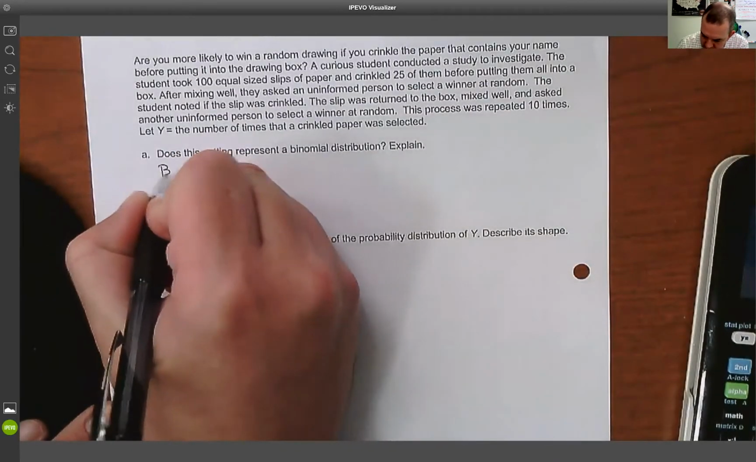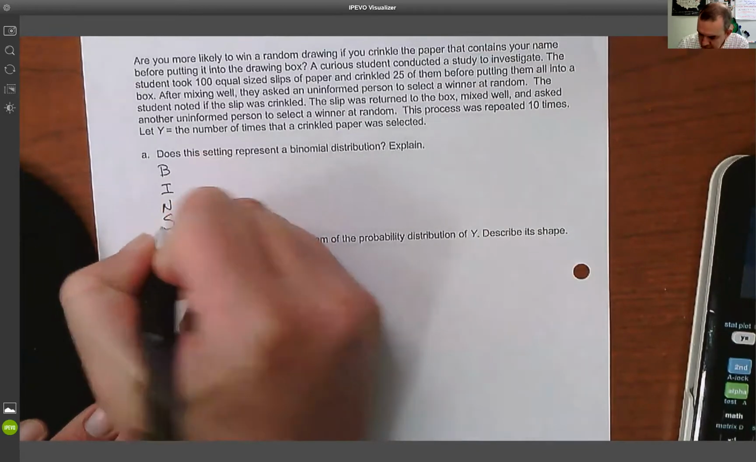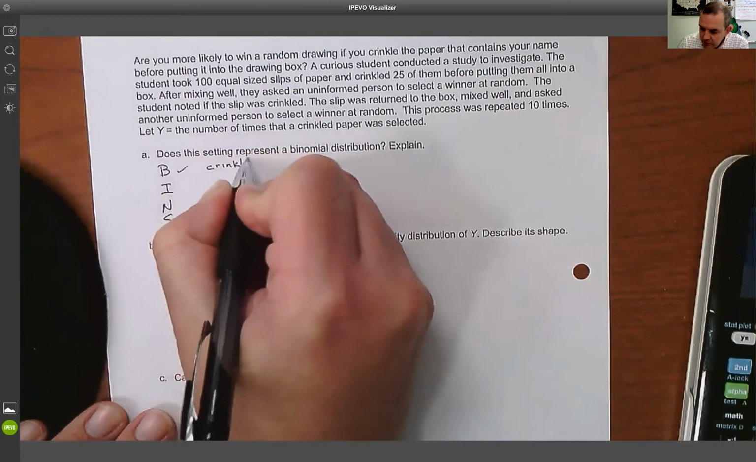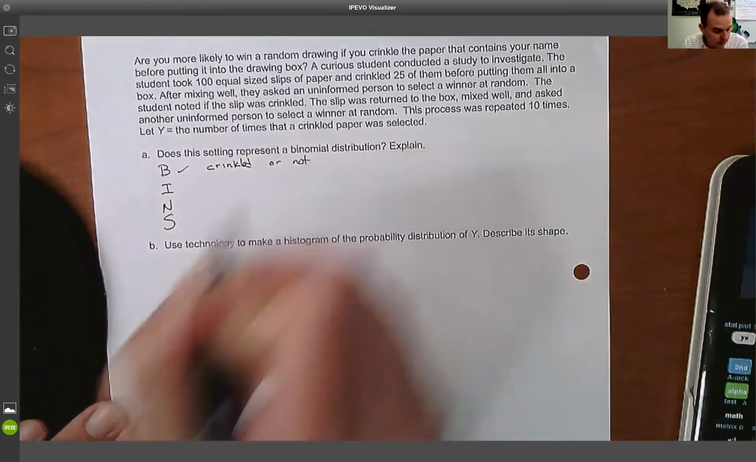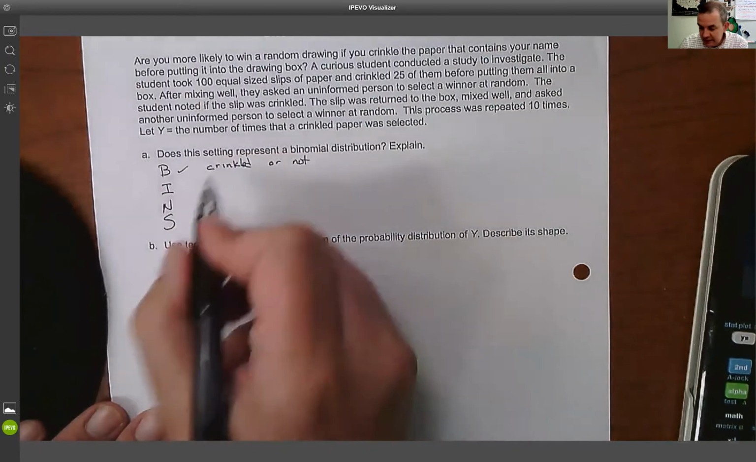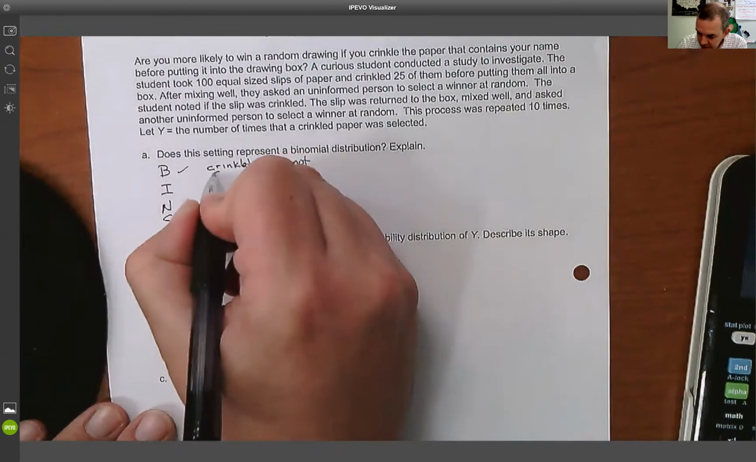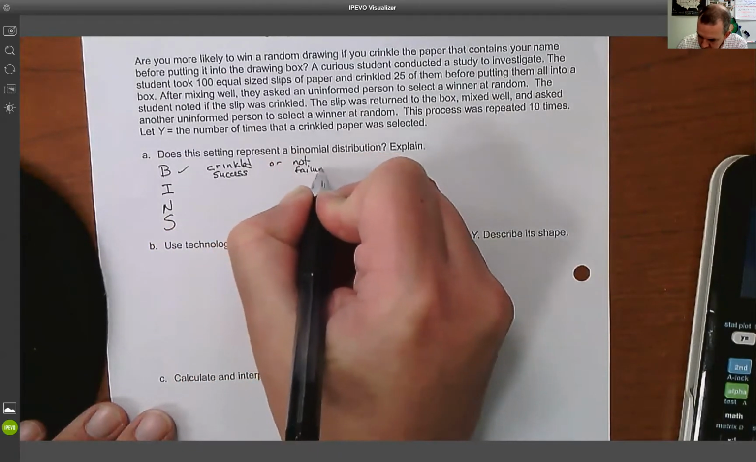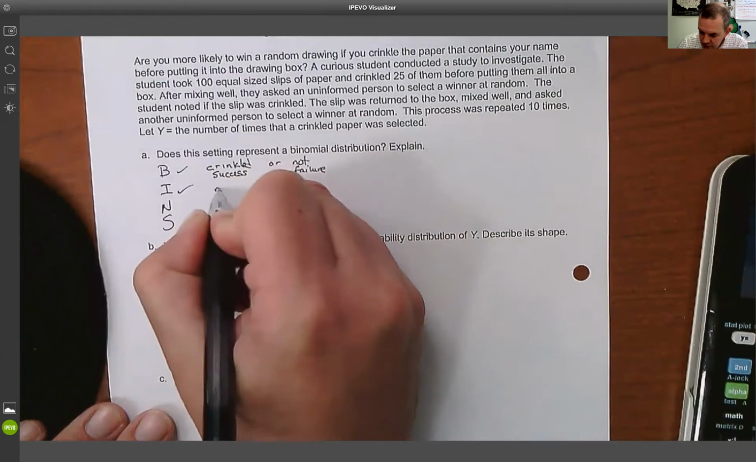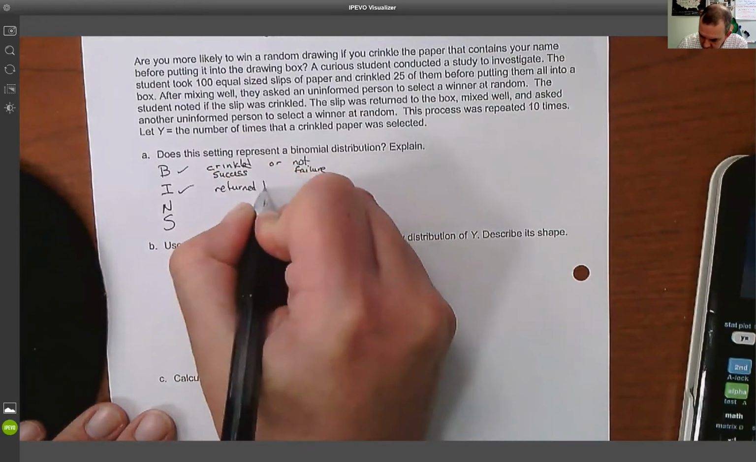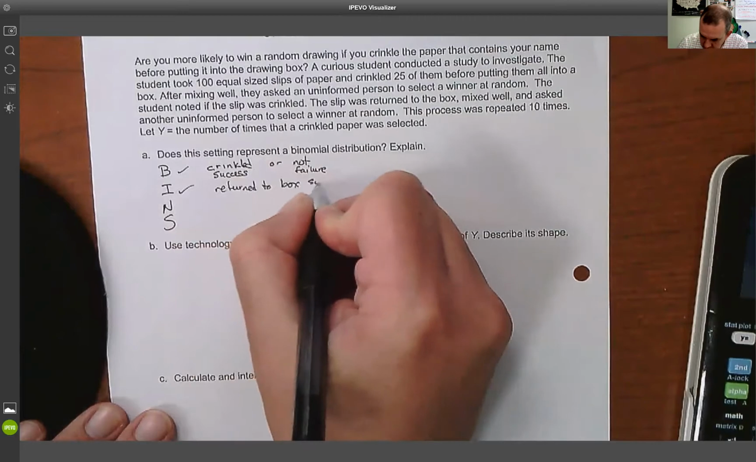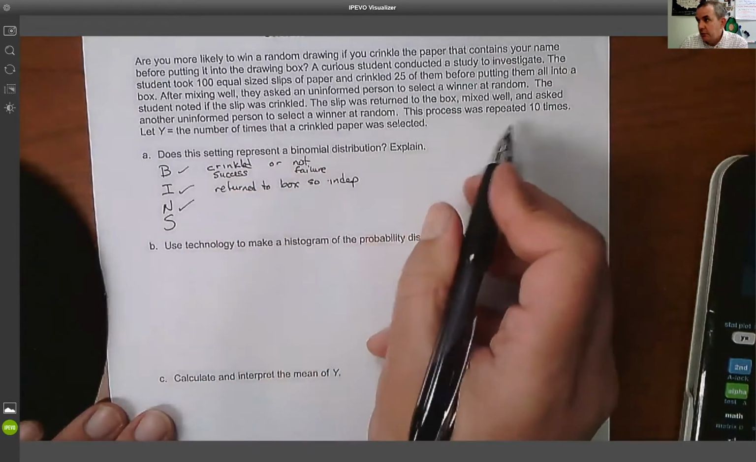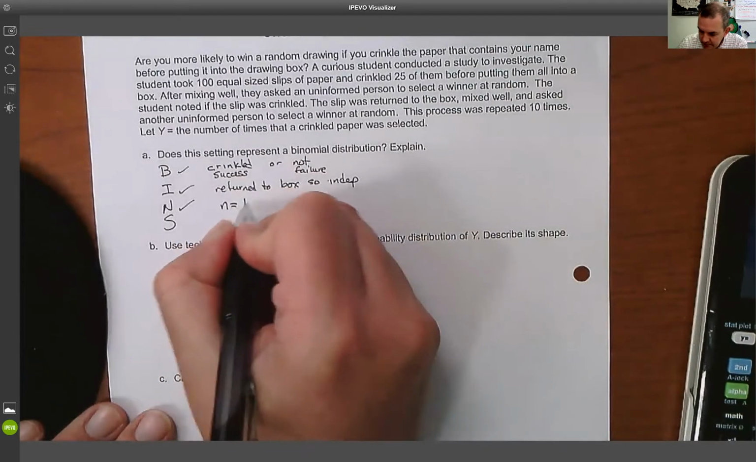We'll go quickly through the bins thing again. Is it binary? Yeah, it's binary because it's crinkled or it's not crinkled. So there's my B. So my success is crinkled, my failure is not crinkled. Independent? Yep, it was returned to the box, so there's independence there. Do we have a fixed number of trials? In this case, we're repeating the process 10 times, so n is 10.